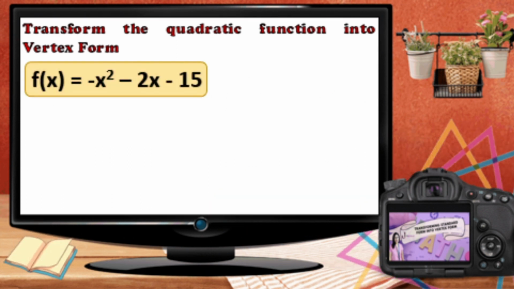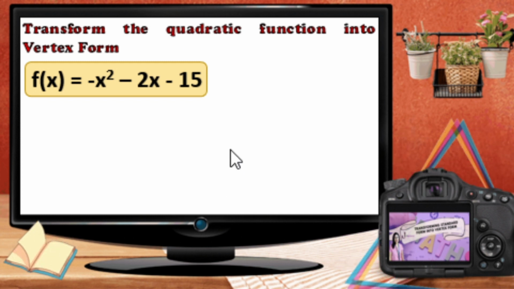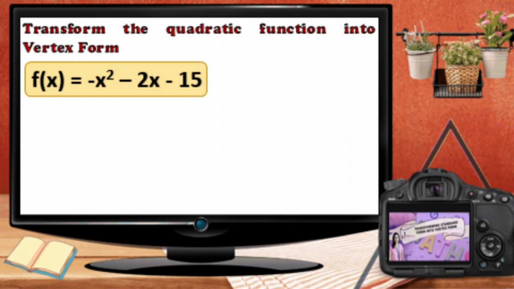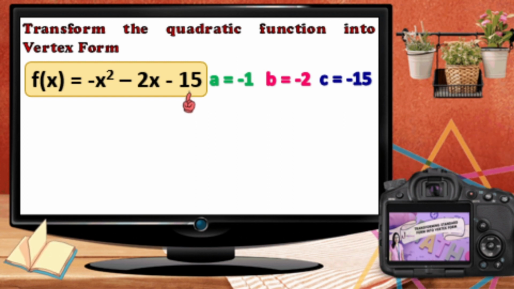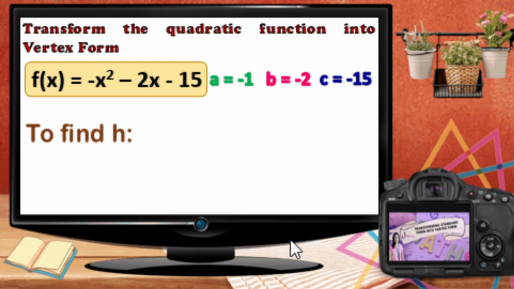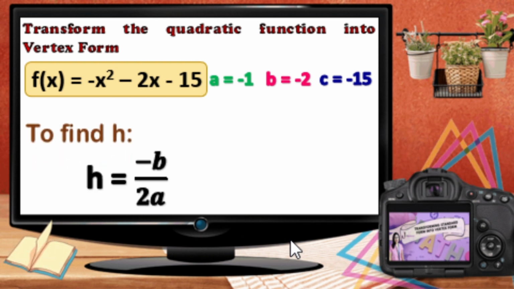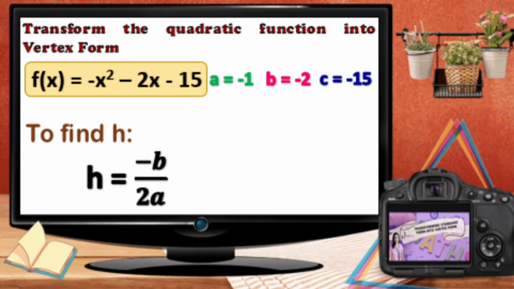Third example, f of x is equal to negative x squared minus 2x minus 15. We need to identify the value of a, b, and c. So the value of a is negative 1, the value of b is negative 2, and the value of c is negative 15. So we have to substitute this value in our formula. So let us find first the value of h. The value of h is negative b over 2a. No, para makuha natin yung value ng h.